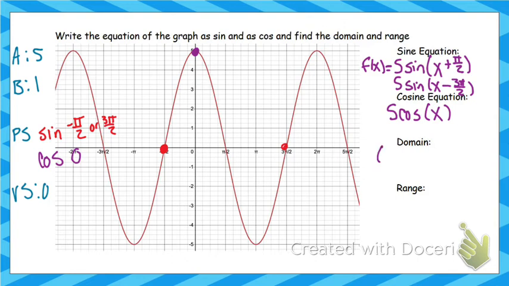All right, the domain of every single sine and cosine graph is negative infinity to infinity. Range, bottom to top, is -5 to 5, and it does have brackets on our range. All right, let's do two. There's two more of these.